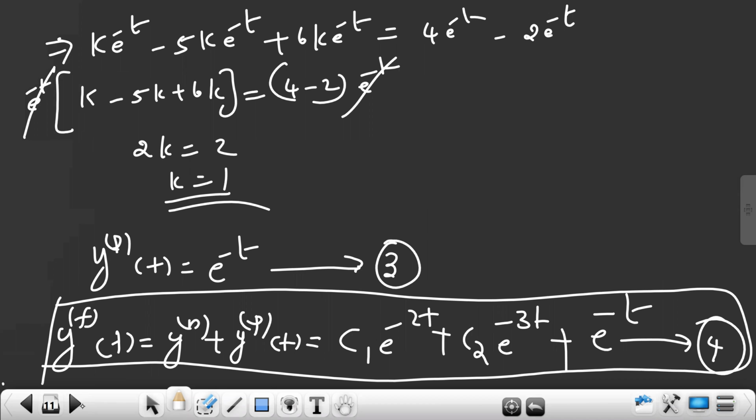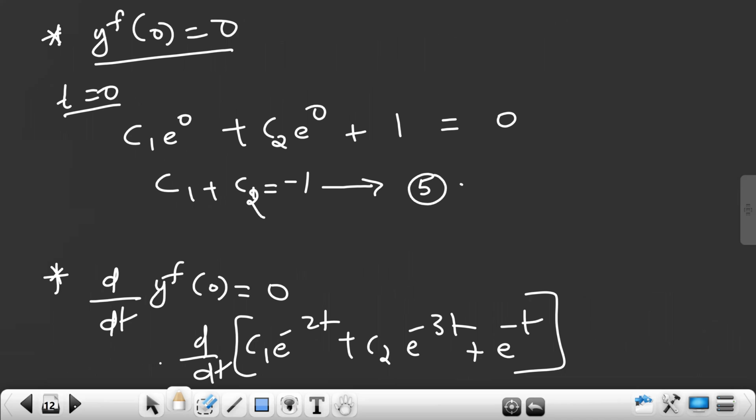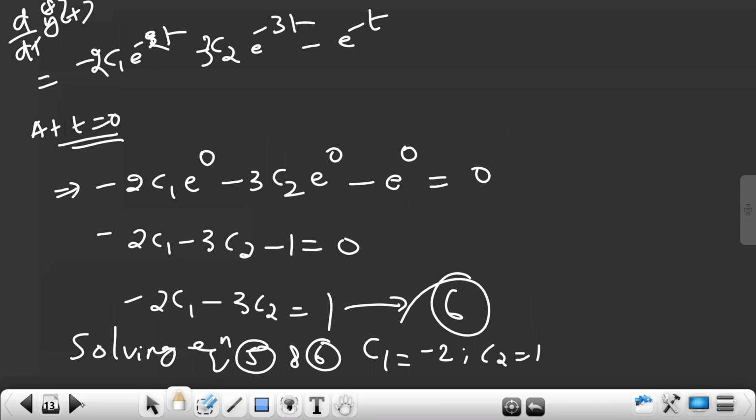In this equation, C1 and C2 are unknown. For this, we will make use of two initial conditions. First condition is yf of 0 equal to 0 and second condition is d by dt of yf of 0 equal to 0. So these two initial conditions we need to apply and then you have to solve the corresponding linear equations to find the values of C1, C2. Once you got C1 and C2, what you will do? You will substitute in the main equation and rewrite your answer.